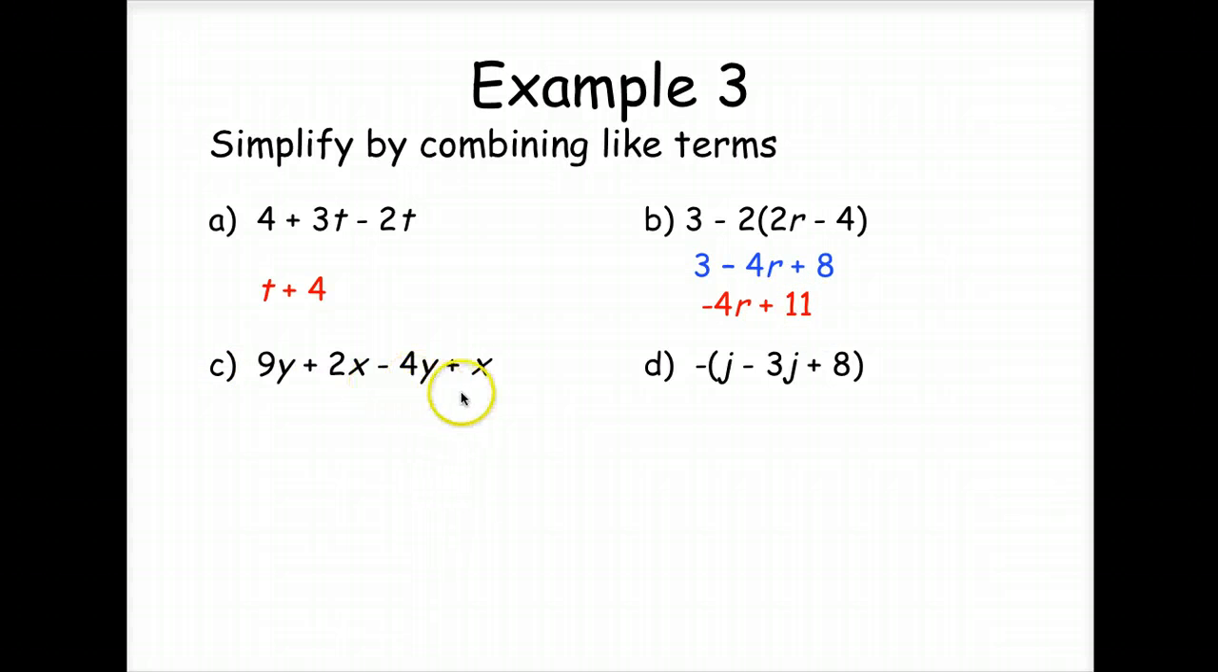Okay, here we've got some like terms, so we'll need to combine our Y's and our X's. We list them in alphabetical order. X comes before Y in the alphabet, so we end up with 3X plus 5Y. What about this one? What number do we assume to be in front of the parentheses? 1. So we're going to distribute this -1 across the parentheses, and then we're going to combine our like terms.